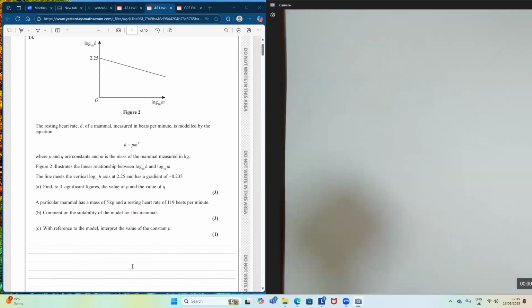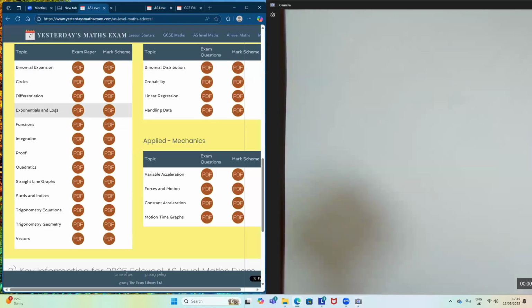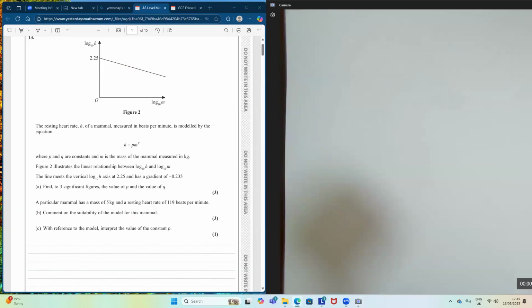It says the resting heart rate of a mammal in beats per minute is modeled by the equation h is equal to p m to the q, where p and q are constants and m is the mass of the mammal measured in kilograms. Figure 2 illustrates the linear relationship between log to the base 10 of h and log to the base 10 of m. The line meets the vertical log to the base 10 h axis at 2.25 and has a gradient of minus 0.235. Find to three significant figures the value of P and Q.